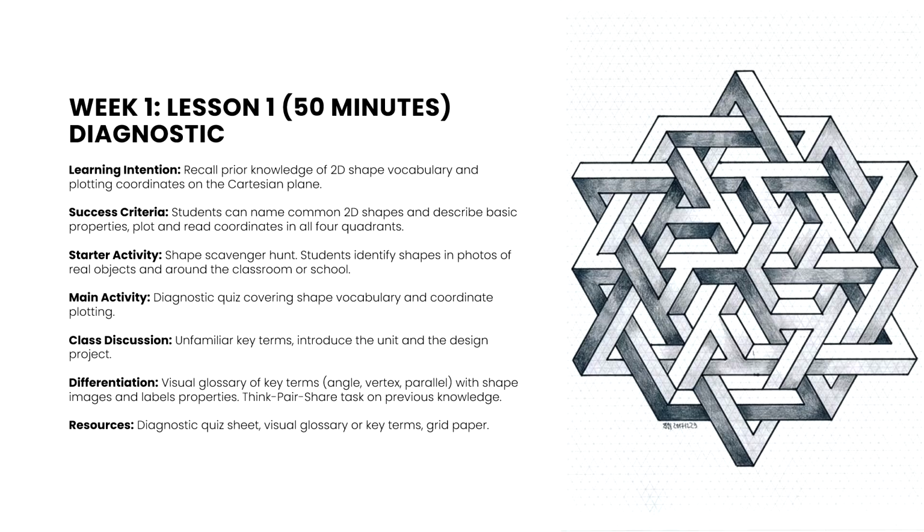Here I've proposed week 1, lesson 1, a 50-minute diagnostic lesson, where I'll use a starter activity with a shape scavenger hunt, where students identify shapes in photos and around the classroom or school. Then they'll do a diagnostic quiz covering shape vocabulary and coordinate plotting. And finally, we'll have a class discussion to talk about unfamiliar terms and introduce the unit and the design project for the final.